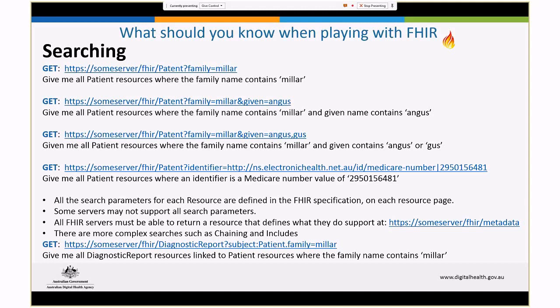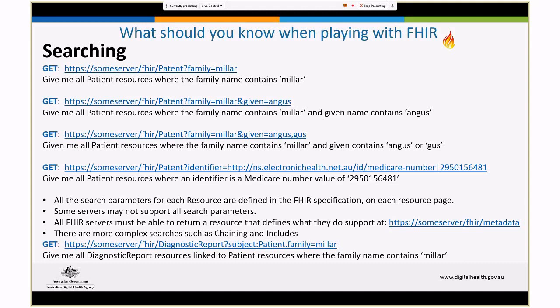So this, that top one there, will just give you all resources in that FHIR server where the family name contains Miller. The next one's much the same, but now I'm saying family name Miller and given name Angus, and it's going to return all resources with a family name Miller and a given name Angus. The next one has an or statement in it, so I'm saying family name Miller and given name Angus, comma, meaning or Gus. So it's going to give me those where they have a given name of Angus or Gus.